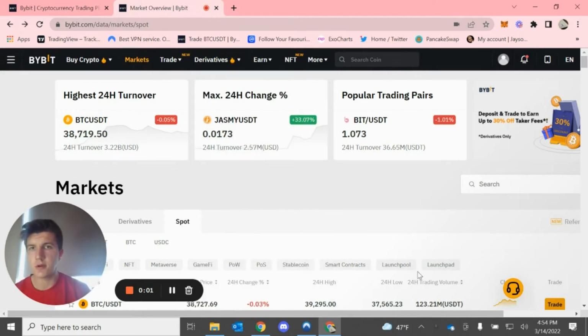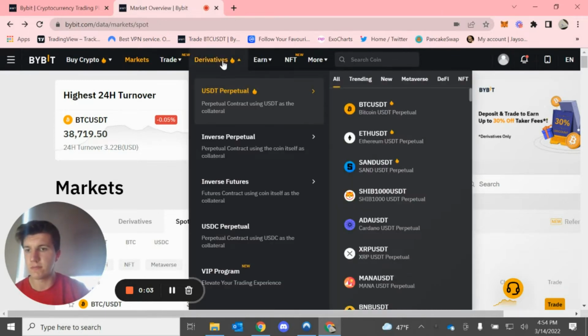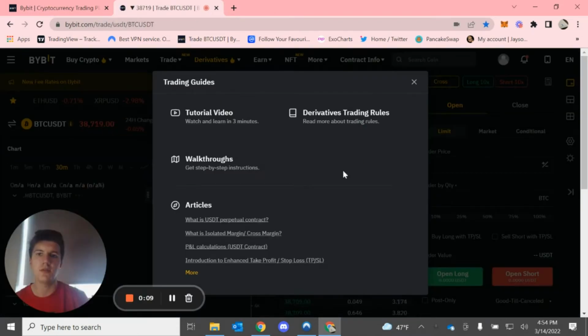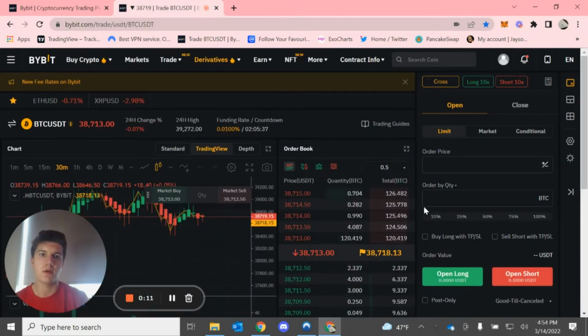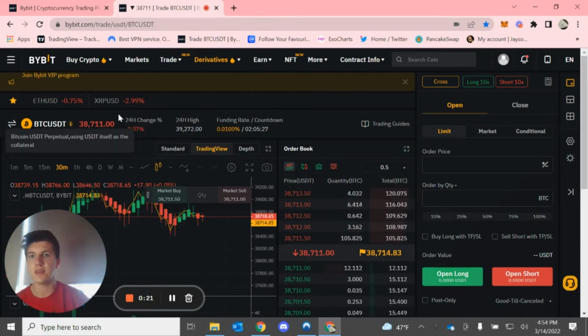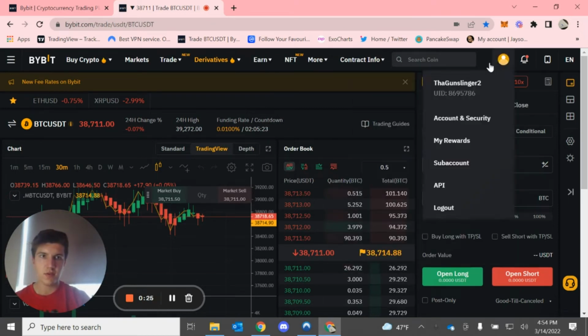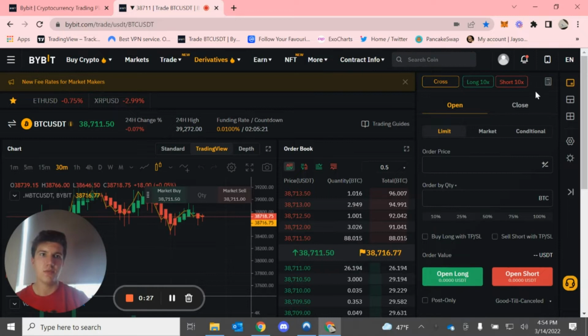Next, I'm actually going to go into one of the derivatives markets where you can use leverage and just navigate into that. So I'm going to do that. And here we are, just in the main trading window that you can use for derivatives. In this example, I'm going to be using the BTC USDT trading pair. And so on this side right here is the leverage options that you can use.